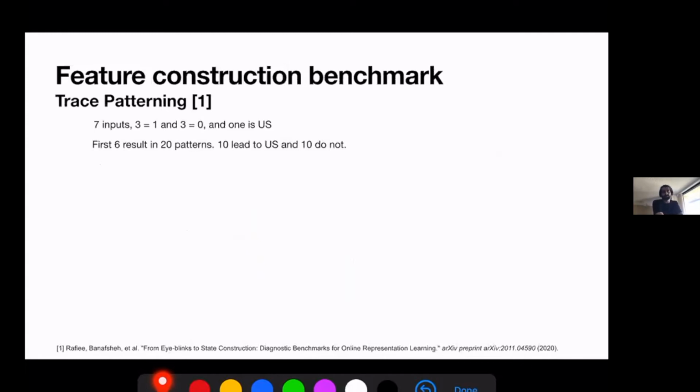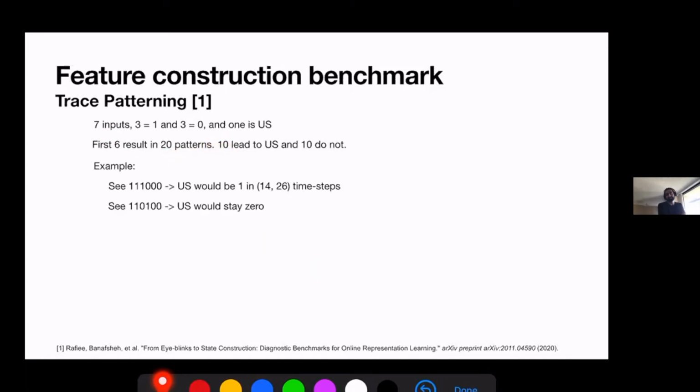Now we can make the problem a bit more complicated. So this is trace patterning. This is from the same paper, but it requires some form of feature learning. So now I have 7 inputs, and the first 6 are the CS, and the last one is again the US. And in the first 6, 3 of them would be 1, 3 of them would be 0, and that leads to a total of 20 possible patterns.